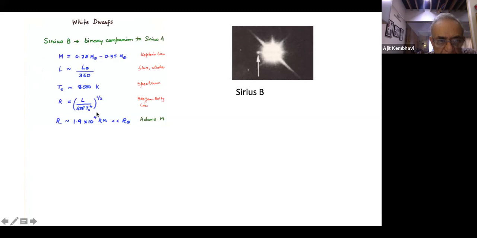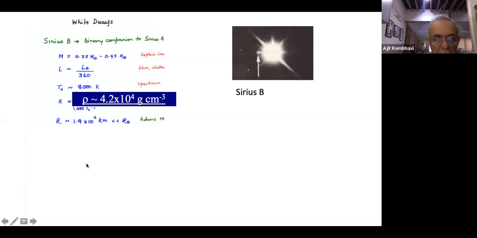And now if you put these together and use the Stefan-Boltzmann law, you get the radius of the object. And the radius turns out to be a ridiculous 2 x 10^4 kilometers. Actually, the radius is smaller than this, but at that time it was thought to be 10^4 kilometers. So what is the radius of the sun? 7 x 10^5 kilometers. So this is so much smaller than the radius of the sun, but the mass is comparable to the sun's. And therefore, what is the density? 4.2 x 10^4 grams per cubic centimeter. Okay, so then 10 tons per cubic centimeter.